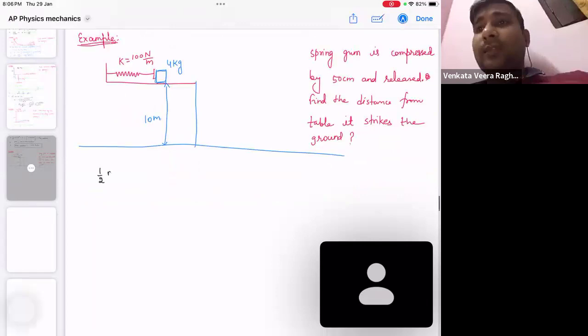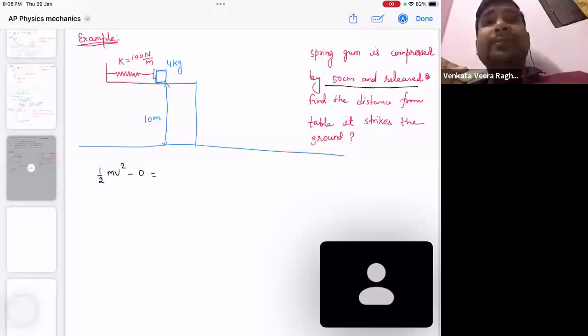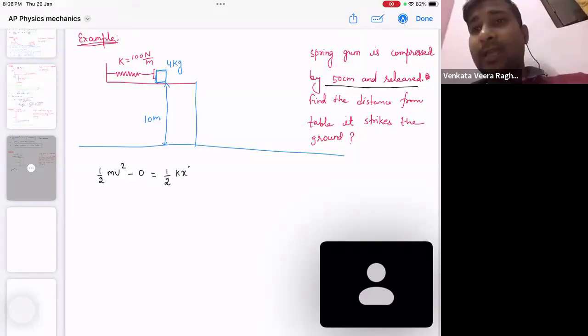So we can apply half mv square minus initial kinetic energy 0, and that should be equal to work done by all the forces. If you see, the spring is already compressed by 50 centimeter, and normal and mg are perpendicular to the displacement. So normal and mg work done will not come, only work done by the spring force, and the spring is compressed initially, and now it is going to gain the natural position. So that will be work done by spring. How much will it be? Half k x square. That's it. Half and half get cancelled out.